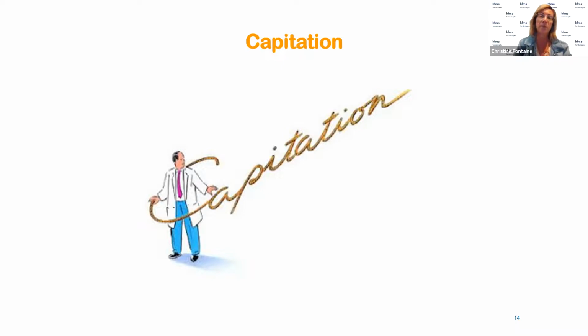Capitation is sometimes referred to as a risk transfer mechanism, where the cost of care to a select group of patients is transferred from the health plan to the provider entity.